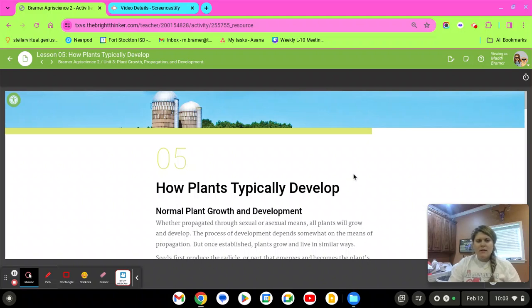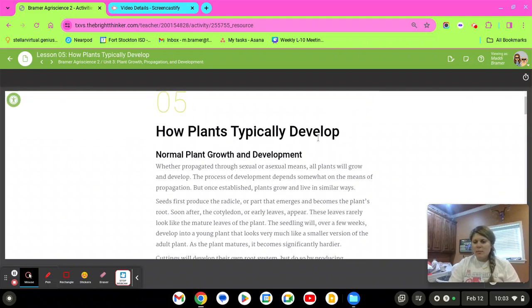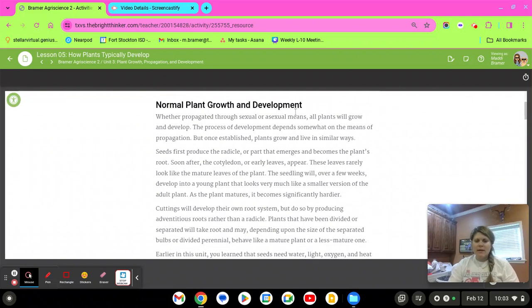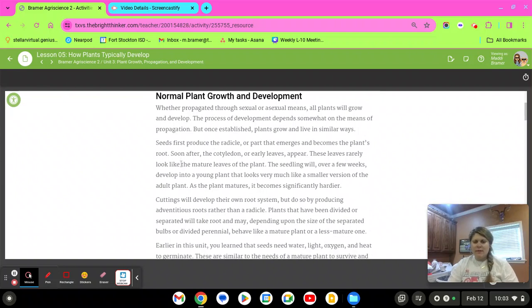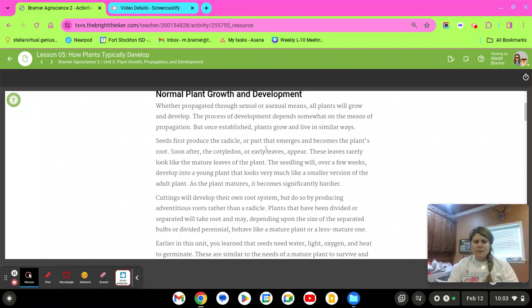All right, so lesson 5 is how plants typically develop. Normal plant growth and development, whether propagated through sexual or asexual means, all plants are going to grow and develop. Plants grow and live in similar ways.